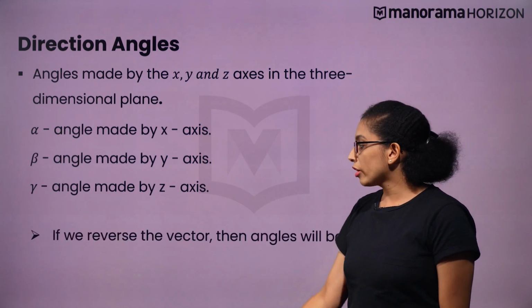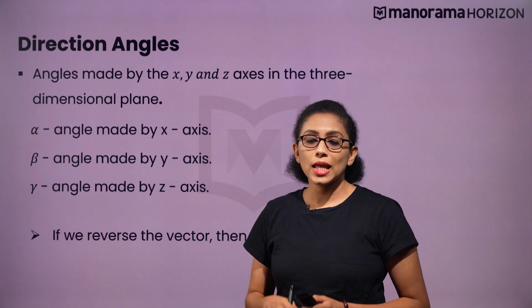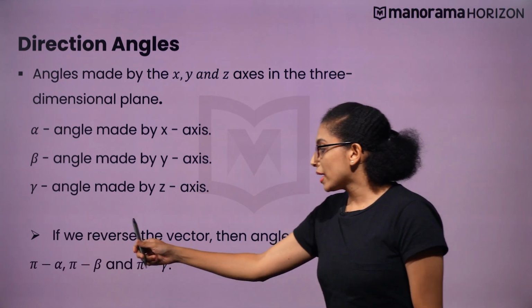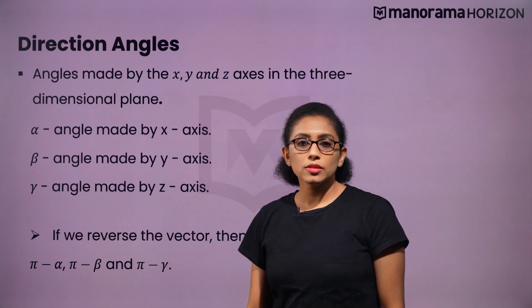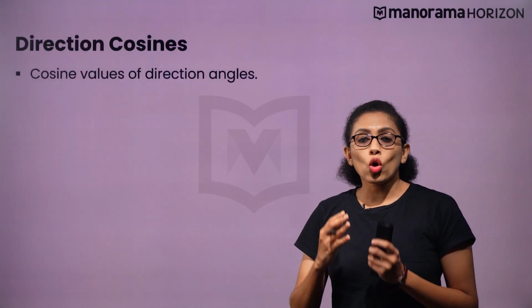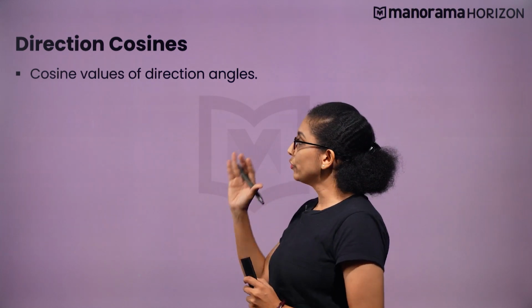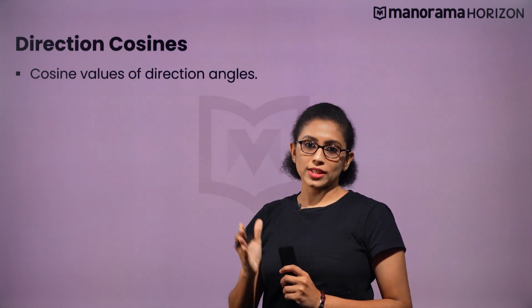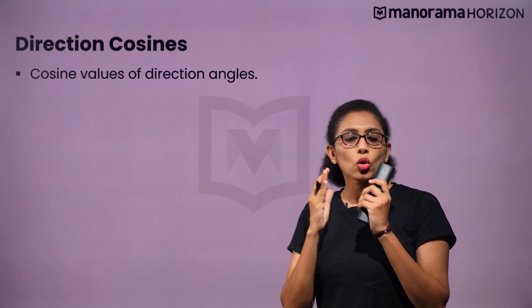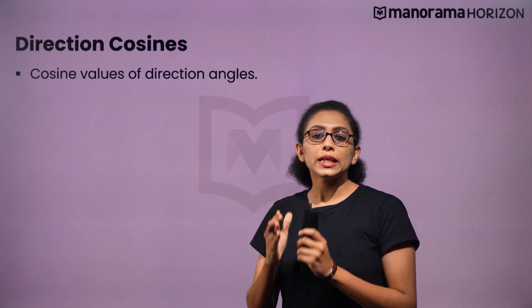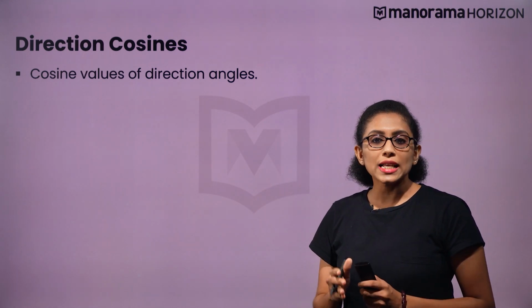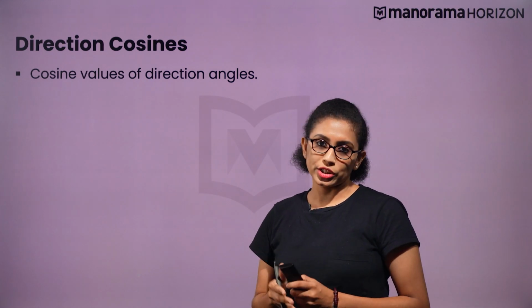Now, if we reverse the vector, what happens? The angles will also change, to pi minus alpha, pi minus beta, pi minus gamma. Now, if we take the cosine of these angles, it will give direction cosines. That means cos alpha, cos beta, cos gamma are known as the direction cosines of a given vector. We can call it the DC of that vector.